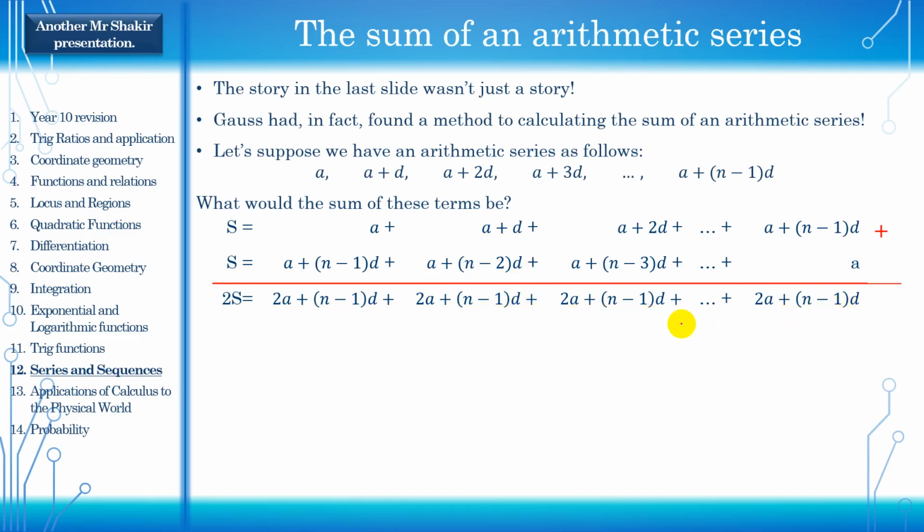And how many of these terms are there? Well, there's n of them, because we said there's n of these terms. That's why it's n minus 1. For example, if there was 100 terms, this would be 100 minus 1, 99d, if there were 100 of them.